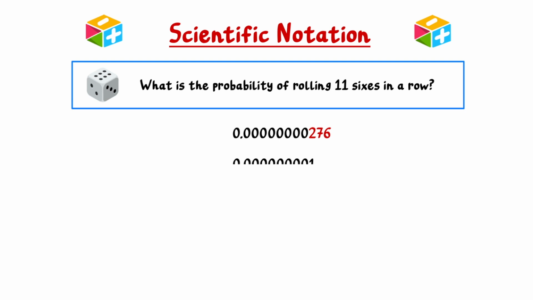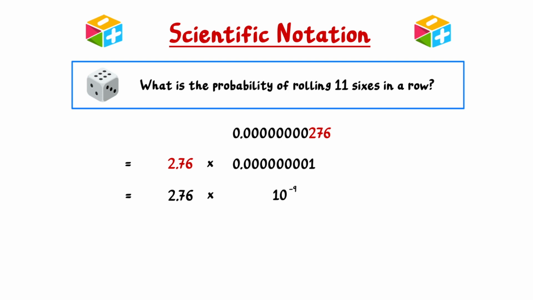We begin by extracting all the zeros out and then multiply by the non-zero part of our number. Writing the second component as a power of 10, we end up with 2.76 times 10 to the power of minus 9. This representation is called scientific notation.